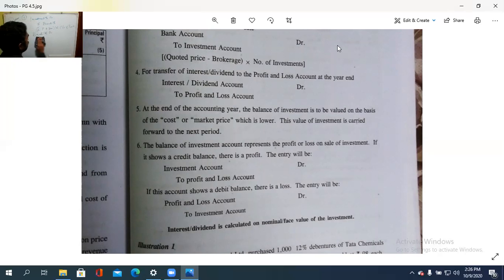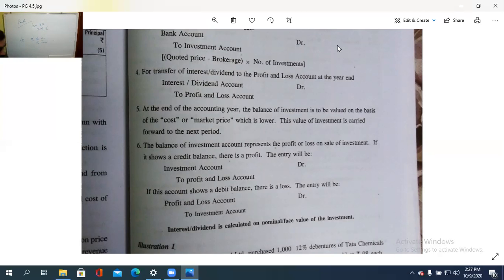So investment account debtor to P&L account, while in case of a loss, P&L account debtor to investment account. ഇത്രയേ ഉള്ളൂ. ഇതാണ് ഇതിനകത്ത് നിങ്ങൾക്ക് പഠിക്കാനുള്ളത്. അപ്പം ഇൻ കേസ് ഓഫ് എ പ്രോഫിറ്റ്, in the investment account debtor to P&L, and loss the opposite of the entry, P&L debtor to investment.